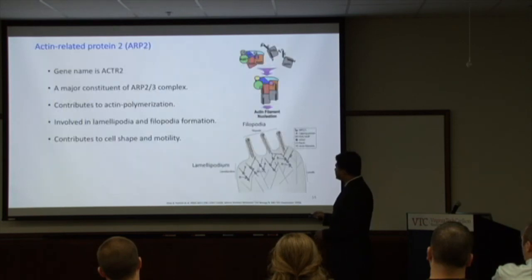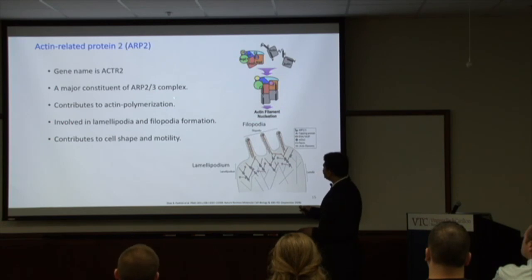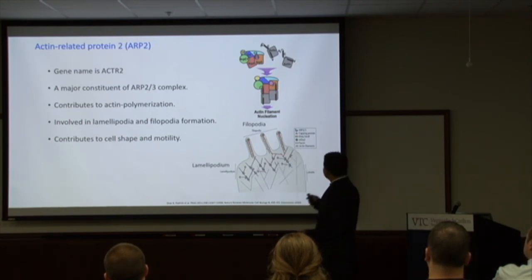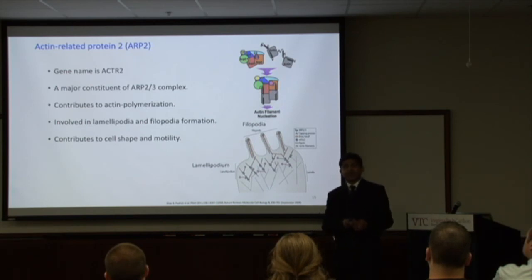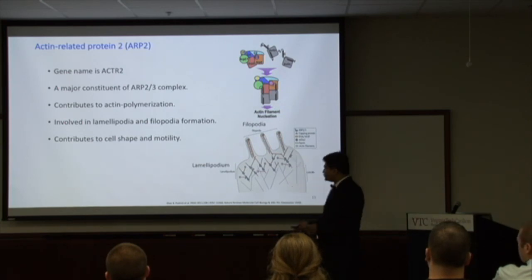So what do we know about ARP2? It is a major constituent of the ARP2/3 complex. And this complex has 2 major proteins, ARP2 and ARP3, and 5 cofactor proteins. This ARP2/3 complex allows globular actin to form filamentous actin, and this process is also known as actin nucleation. This actin nucleation or actin polymerization allows the formation of filopodia and lamellipodia, which have been shown to be involved in cell shape and motility.